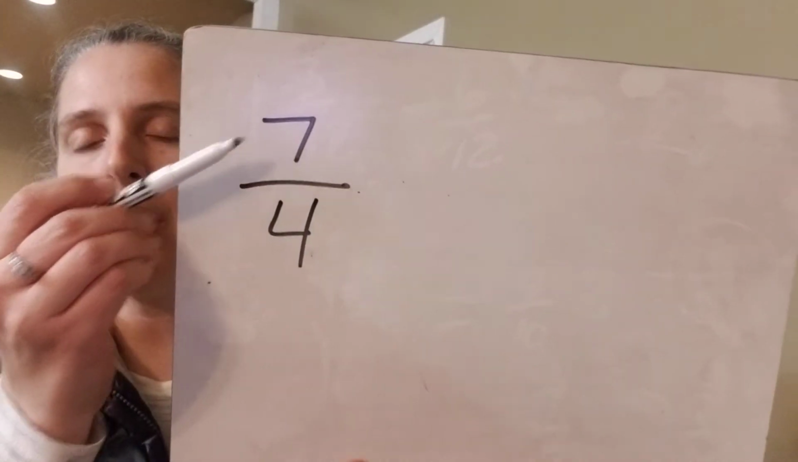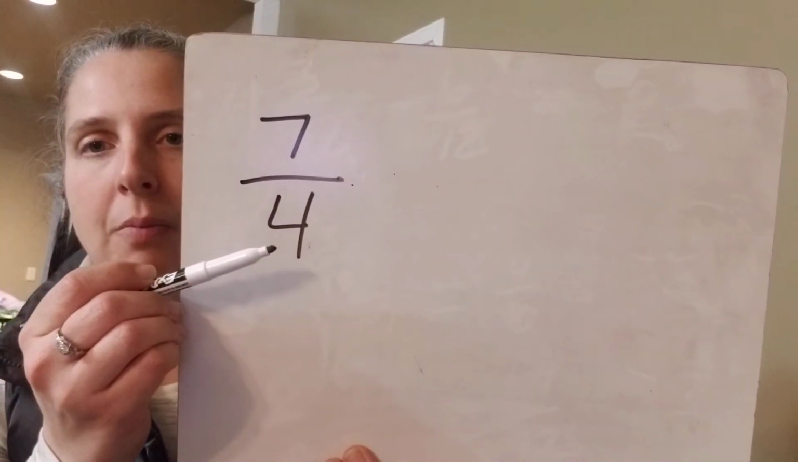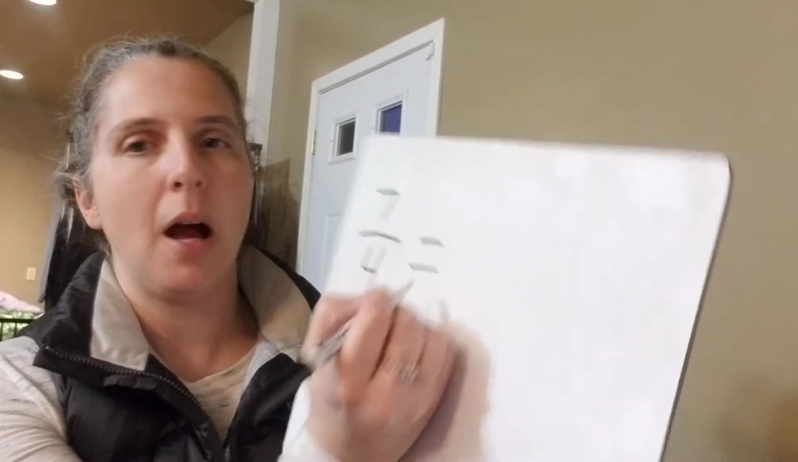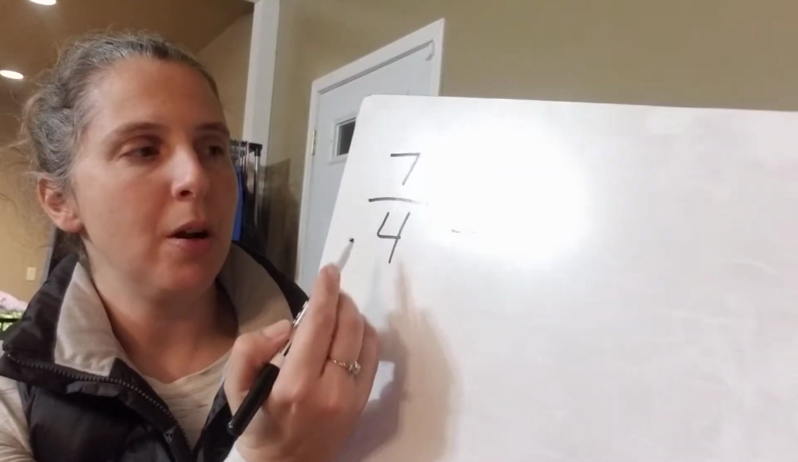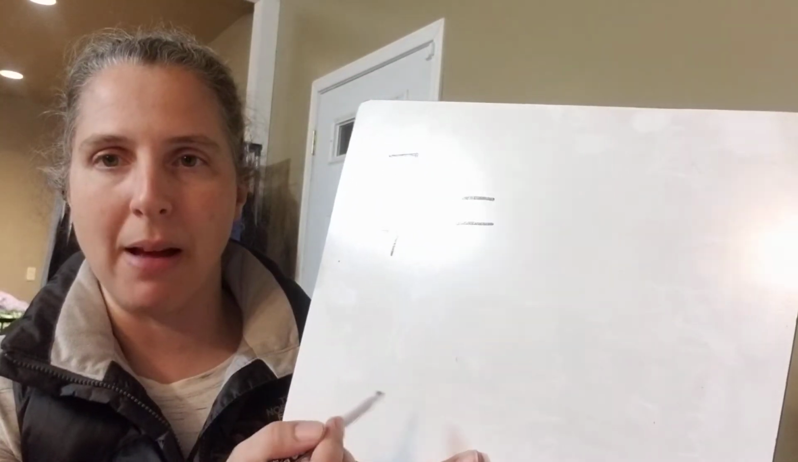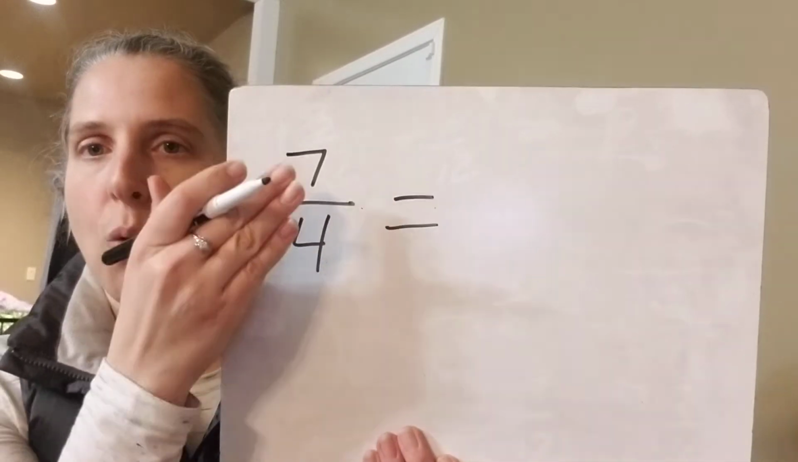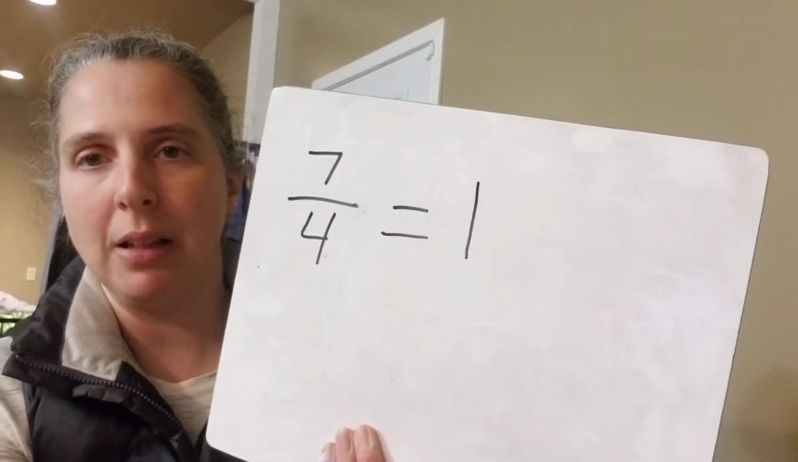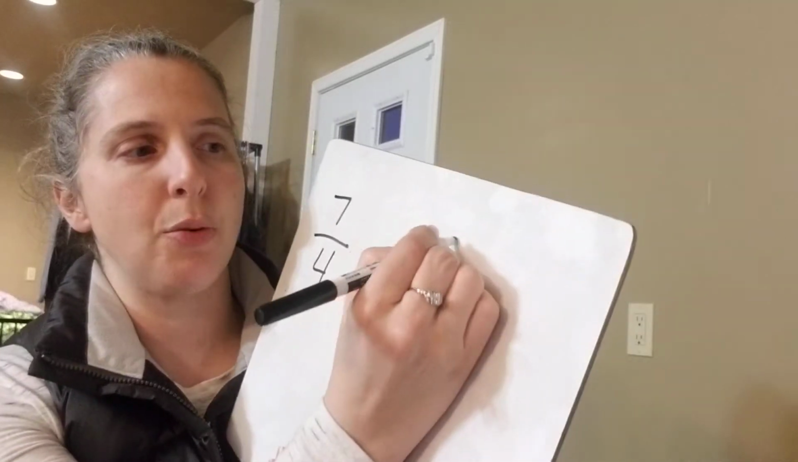Okay, so here's an improper fraction where my numerator is larger than my denominator. Okay, and then I'm going to turn that into a mixed number. So remember, you can do a couple of things. You can divide this. 7 divided by 4. How many times does 4 go into 7? Well, it's 1 time, and there'll be 3 left, right? 7 minus 4 is 3.